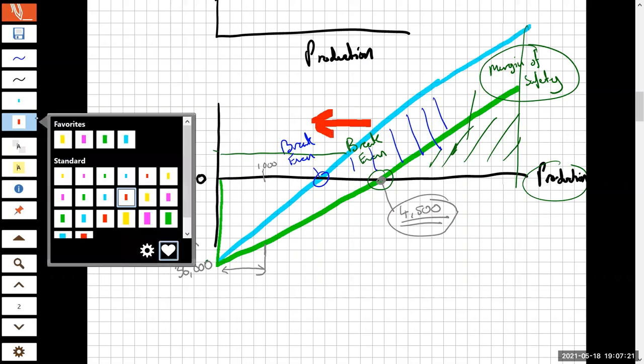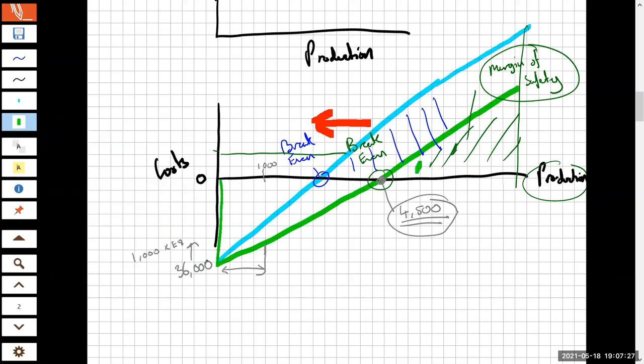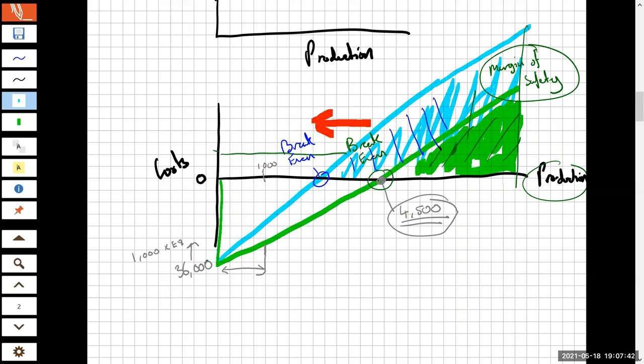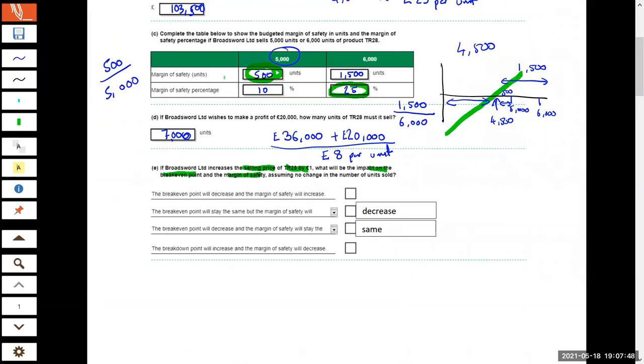Whereas the margin of safety, so if we look at green, this is the margin of safety, okay? This is the nice safe area, up to this line here where we produce a certain number of units, okay? The margin of safety gets a whole lot bigger. So when we go back to this question, hopefully if you visualize it in these terms, you can see that the answer is the top one, that the break-even point will decrease and the margin of safety will increase. Yeah, okay. Elner has kindly put that in as your answer. So well done, everyone put that.